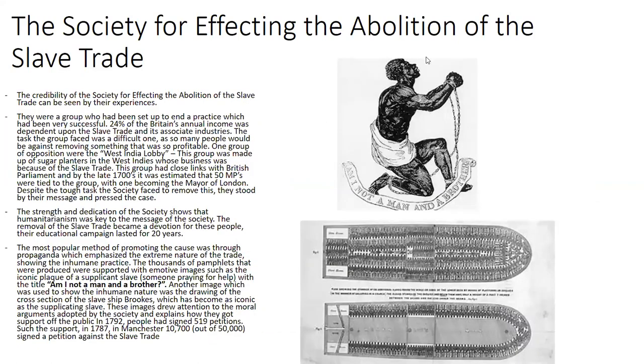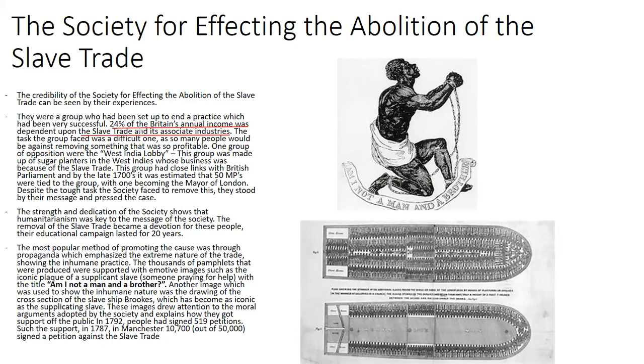Now, this is where we go into a bit more detail about what they did. So, this group was set up to try and get rid of something that was very successful for Britain. 24% of Britain's annual income was because of the slave trade and the industries that were created because of it. So shipbuilding, you know, the taxes from the docks and the ports, the goods that were brought into the country.